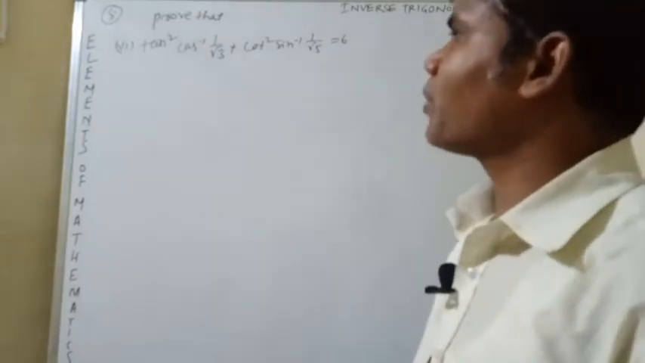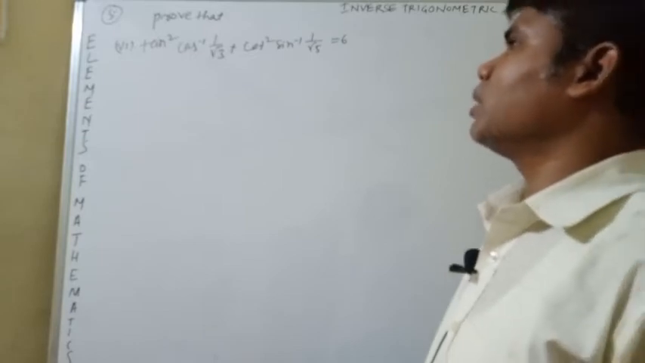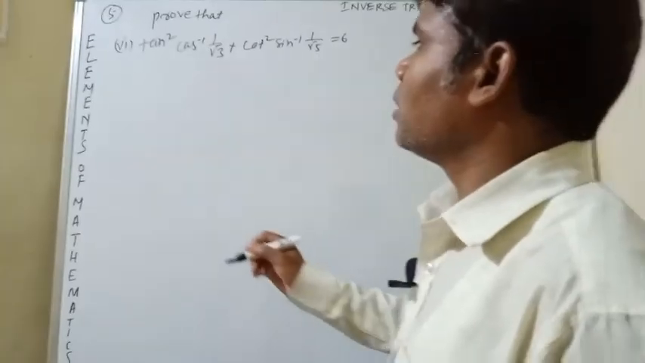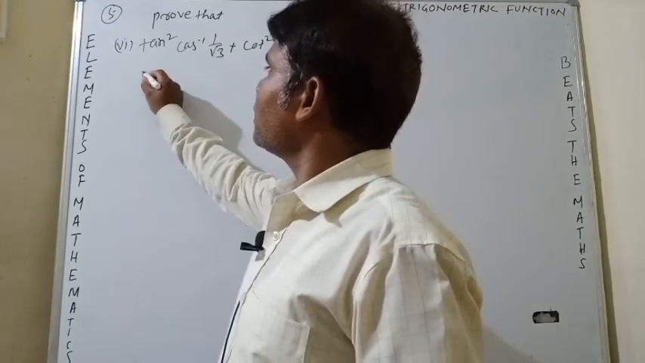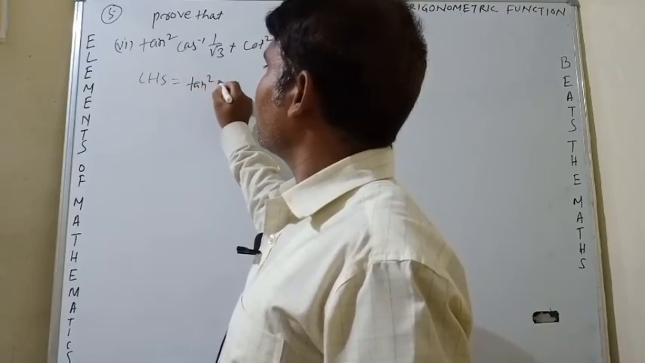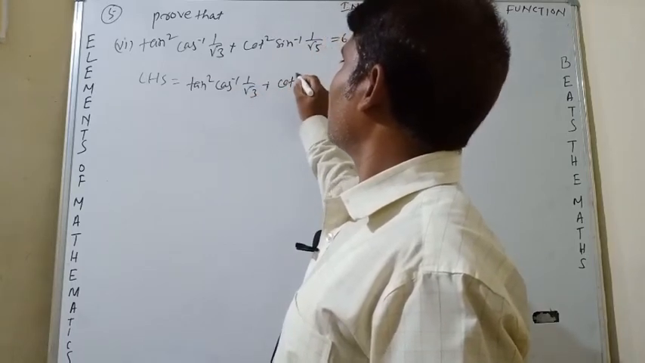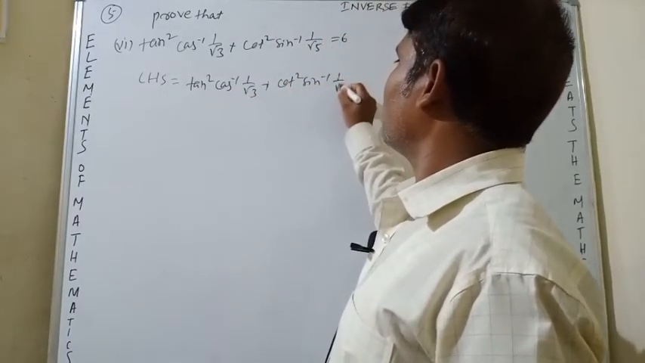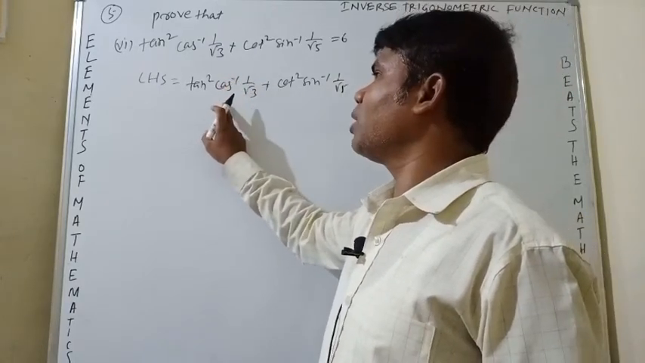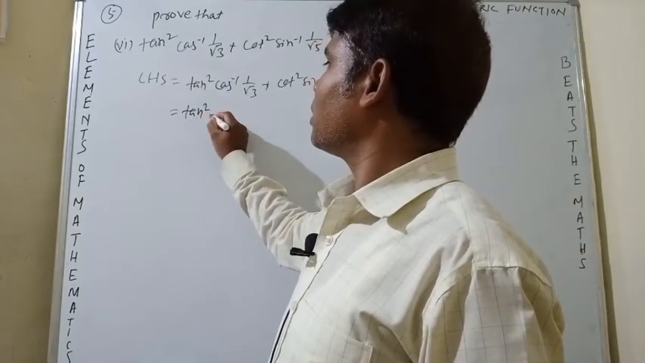Next you see, prove that tan square cos inverse 1 by root 3 plus cot square sin inverse 1 by root 5 is equal to 6. So LHS, in LHS, tan square cos inverse 1 by root 3 plus cot square sin inverse 1 by root 5. Here you see cos inverse 1 by root 3 given. I have to convert into tan inverse is equal to tan square.